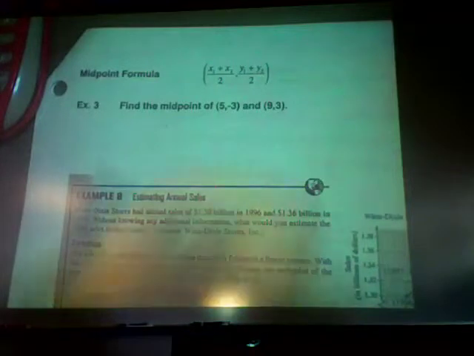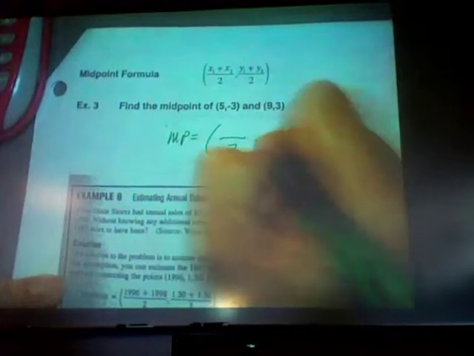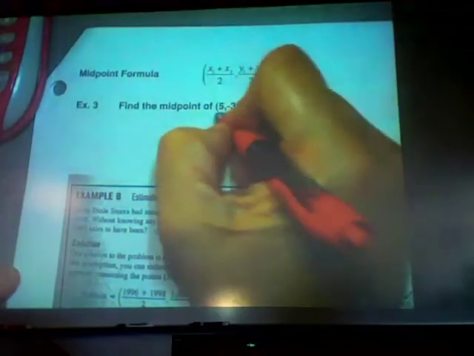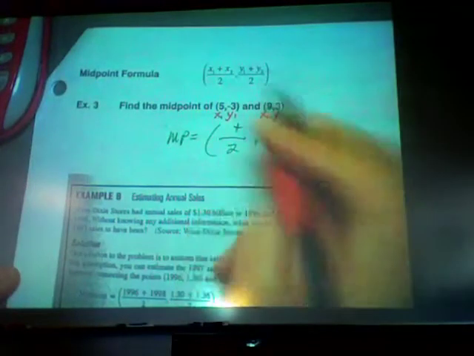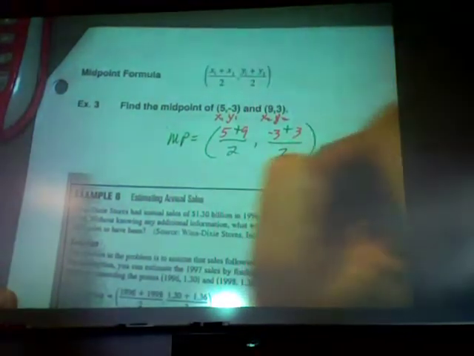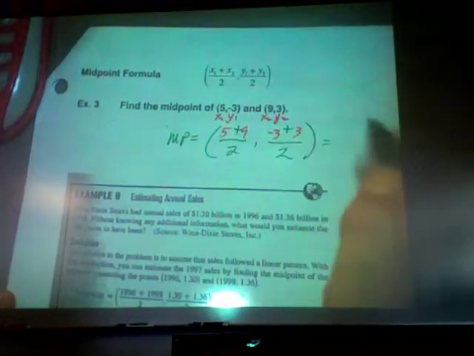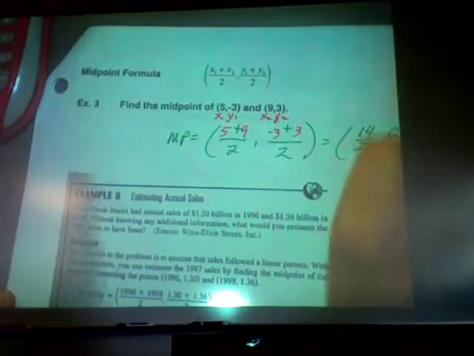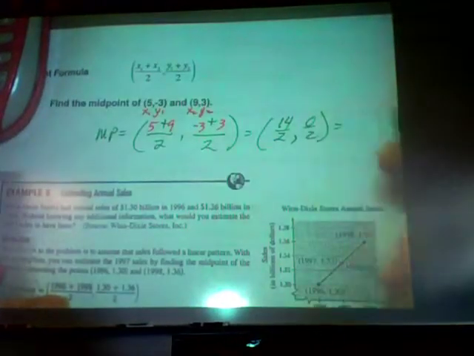Then midpoint formula. Super easy formula. You're just finding the average of the x's and the average of the y's. So to find the midpoint of these 2 points, if this is x sub 1, y sub 1, x sub 2, y sub 2. So take your x's, 5 and 9, and your y's, -3 and 3. So I end up with 5 plus 9 is 14 over 2, and -3 plus 3 is 0 over 2, and then simplify. Don't I get 7, 0?